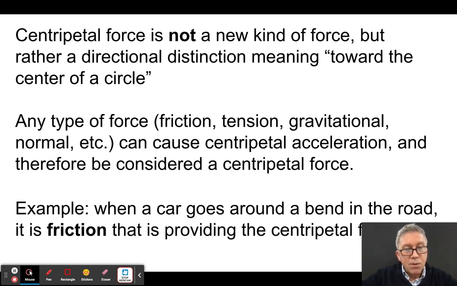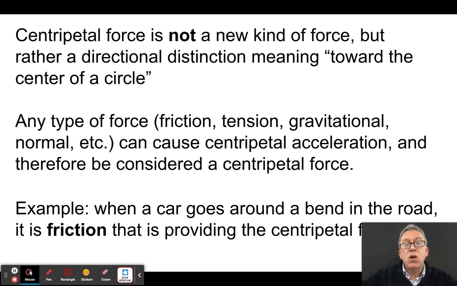Now, one thing I need to point out right away, though, is that centripetal force really isn't a new kind of force. It's not like I have tension, I have friction, and I have centripetal. It's a directional distinction. What I'm saying is a force is being applied that is causing an object not to speed up or slow down, but to go in a circular path. So any type of the known force we've talked about, friction, normal, tension, gravitational, any one of those forces can cause an object to travel in a circular path and can therefore be a centripetal force at certain times.